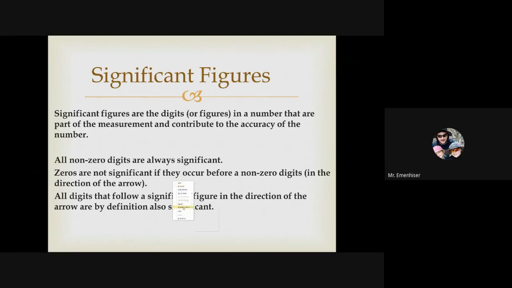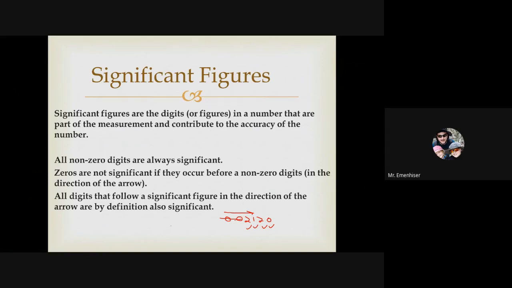So if I'm reading my number 0.02, and I see any zeros first, I swim through them. They don't count. I don't start counting digits as significant until I hit the first non-zero number, and then I count everything after that. So if I had a 1, a 2, and a 0 after that, they would all have to be significant. All digits that follow a significant figure in the direction of the arrow are by definition also significant.